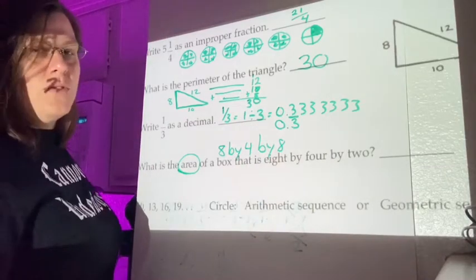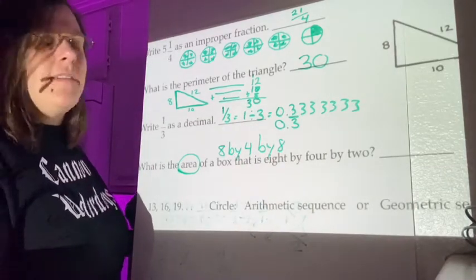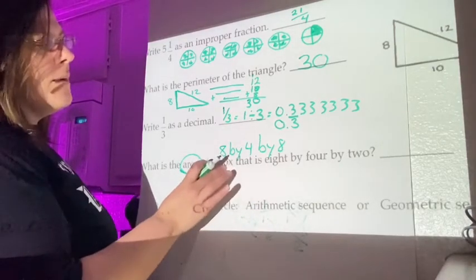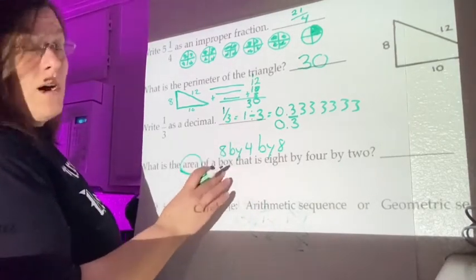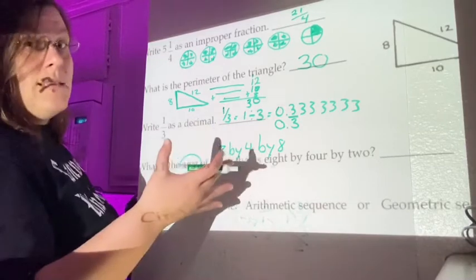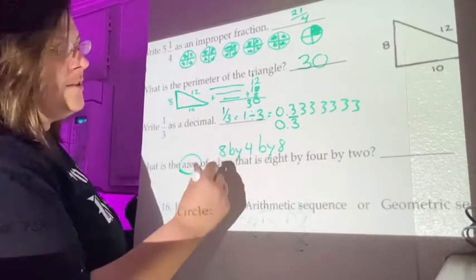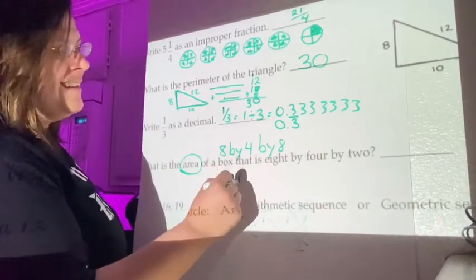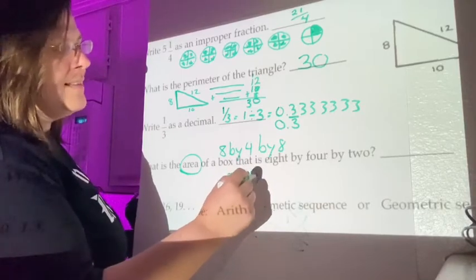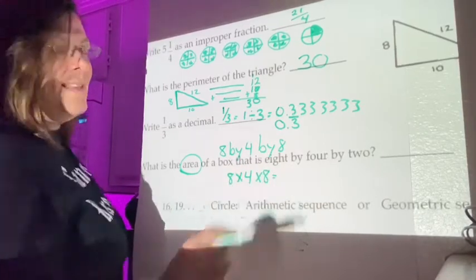Oh my gosh, we're so confused, right? No, we're not that confused. Because all you have to do is, if you've got a box and they want the area of the box, they're looking for all the flat sides. And they already tell you what to do. They say 8 times 4 times 8. And that's how they want you to do it.